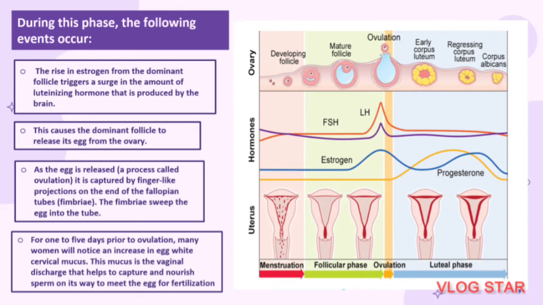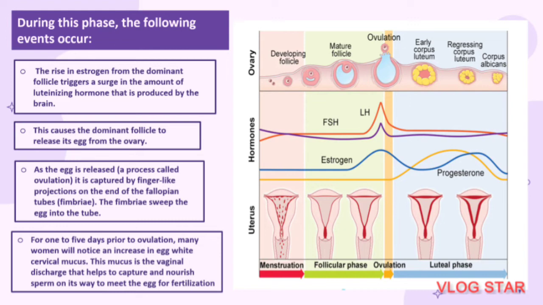So, during the ovulatory phase or ovulation, the following events occur. First, the rise in estrogen from the dominant follicle triggers a surge in the amount of luteinizing hormone that is produced by the brain. Second, this causes the dominant follicle to release its egg from the ovary. As the egg is released, a process called ovulation, it is captured by finger-like projections at the end of the fallopian tubes, or fimbriae. The fimbriae sweep the egg into the tube.